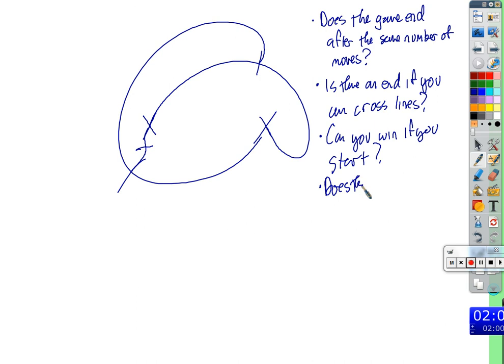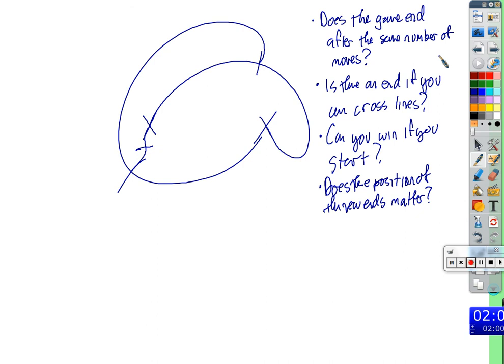Does the position of the new ends matter? Well, maybe let's start with this: does the game end after so many moves? It's a good question, because let's say it ended after 11 moves. I'm just picking that number out of the air. If it ends after 11 moves, then would you want to start or go second?